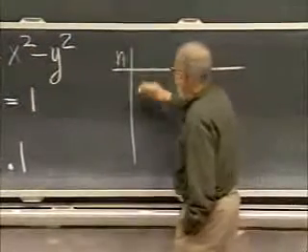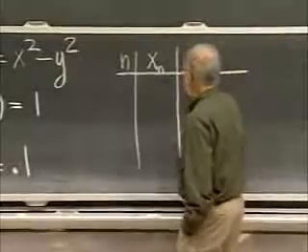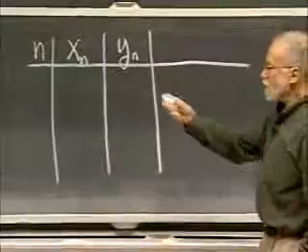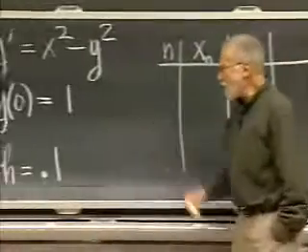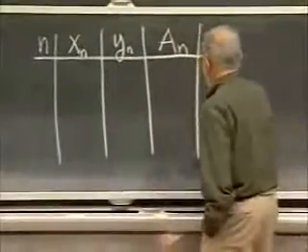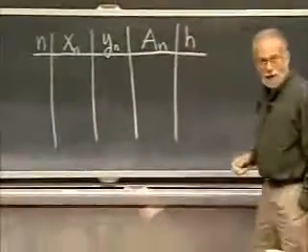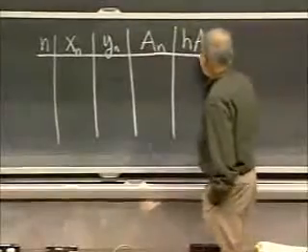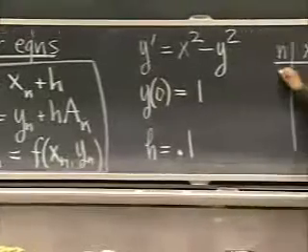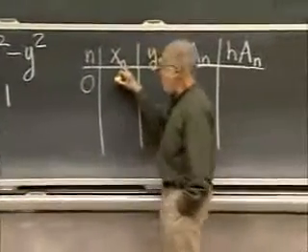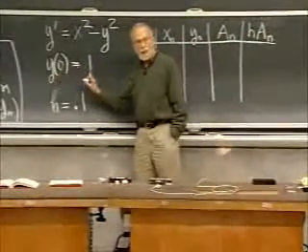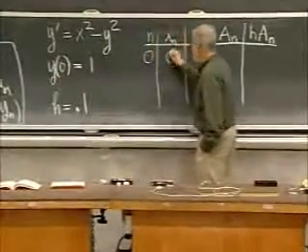So first, the value of n, then the value of xn, then the value of yn, and then a couple more columns which tell you how to do the calculation. You're going to need the value of the slope, and it's probably a good idea also, because otherwise you'll forget it, to put in h times an, because that occurs in the formula. All right, let's start doing it. Well, the first value of n is 0. That's the starting point. At the starting point, x0, y0, x has the value 0, and y has the value 1. So 0 and 1.